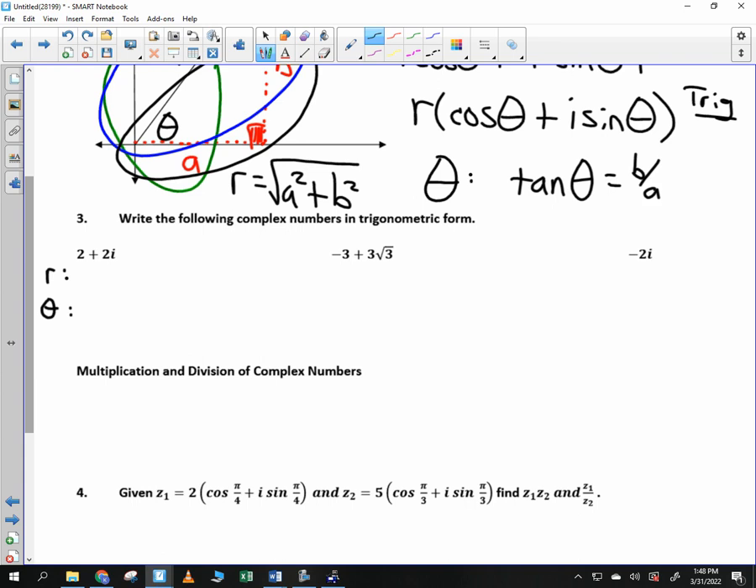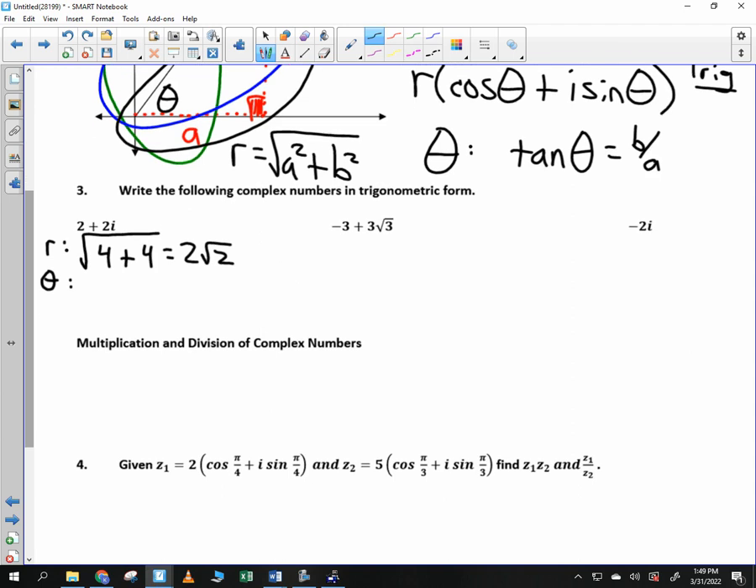How do I determine R? Square root of a squared would be 4 plus 4. So I get the square root of 8, which is, as you said, 2 roots of 2. In order to determine theta, I set up an equation. Tangent of theta is equal to what? 2 divided by 2, which is 1. We're not calling I for finding theta. No.